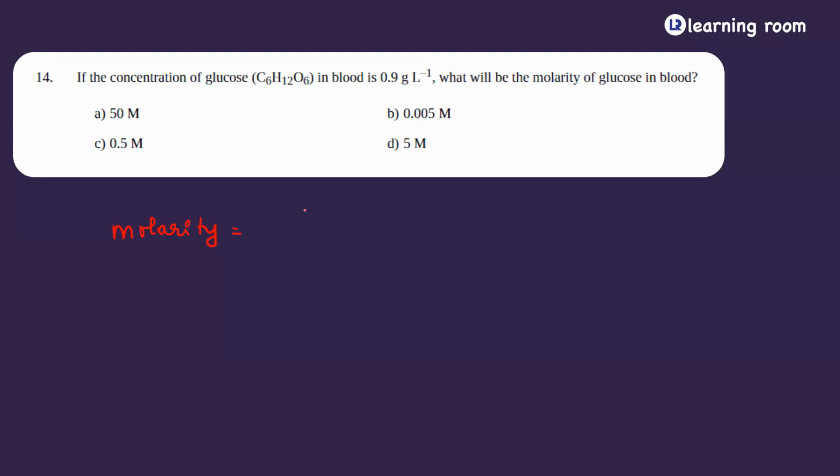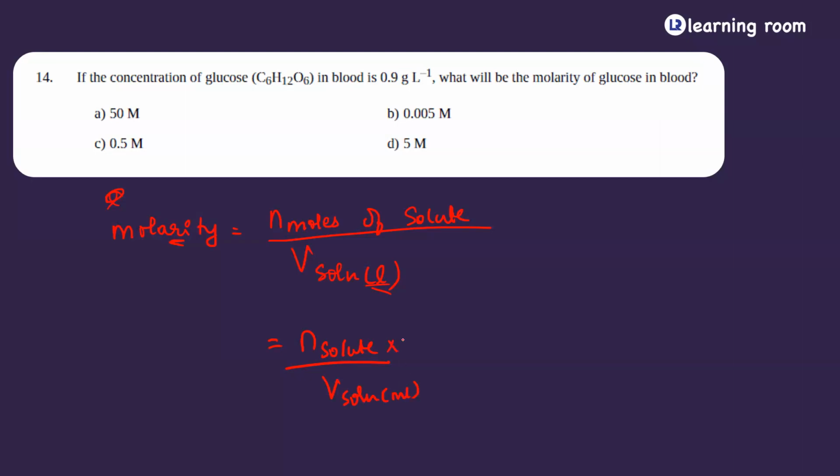The number of moles of solute by the mass of solvent in kg — number of moles of solute by the mass of the solvent into 1000. That is molality. Here it is molarity, so what do we put? Not mass, volume. Volume of solution into 1000. Solution should be in liters. If volume of solution is in ml, then number of moles of solute by volume of solution in ml, into 1000 in the numerator.